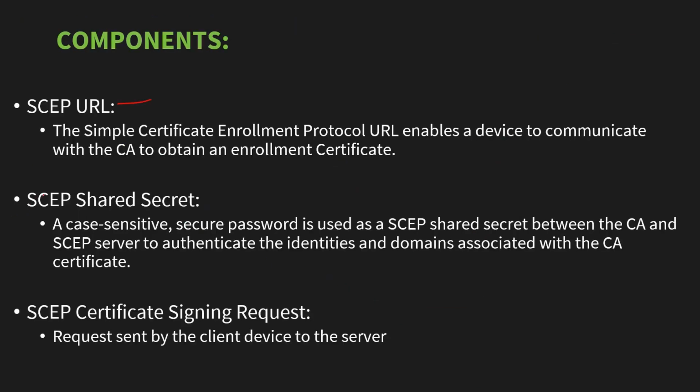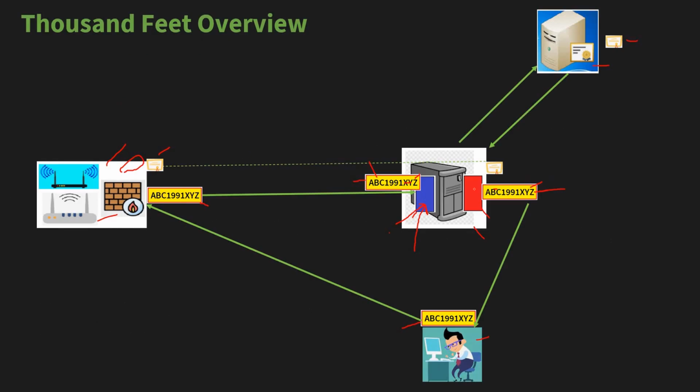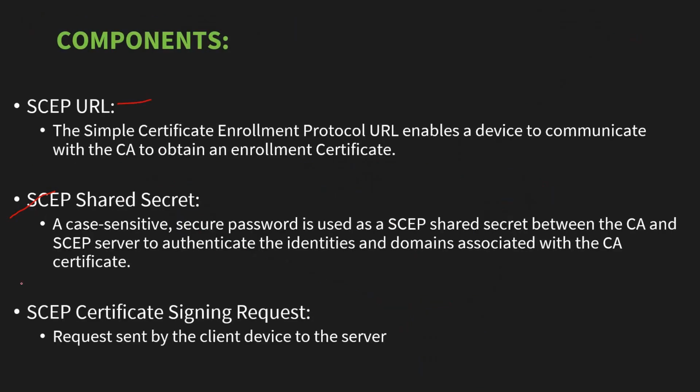The next is the SCEP shared secret or the OTP, which it generated to begin with, which was given to the network admin, which was used by the network device, which was provided again by the network device, and the same secret or OTP which the SCEP used to match. Okay. And then the last component is the SCEP signing request or a CSR.